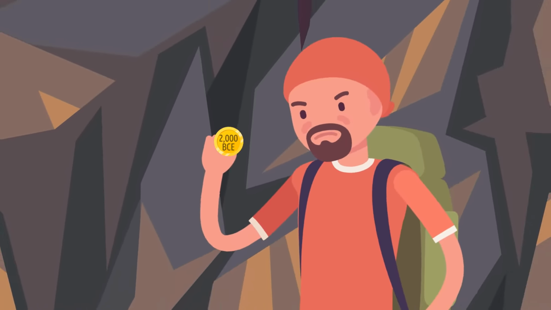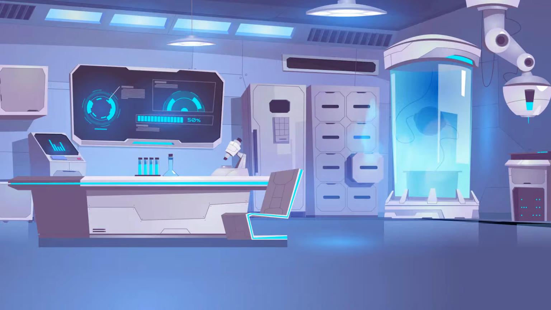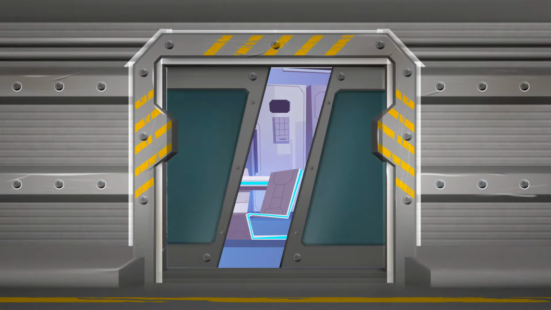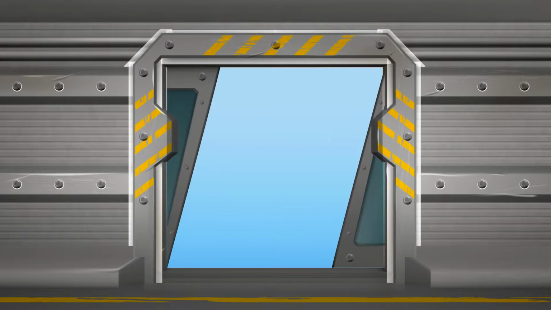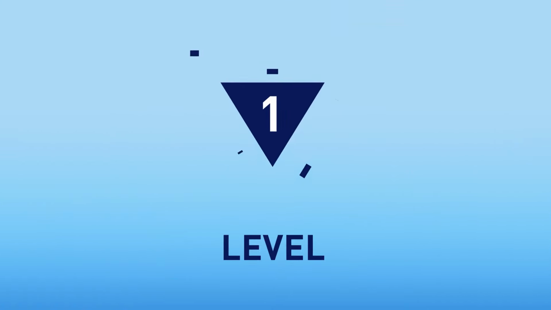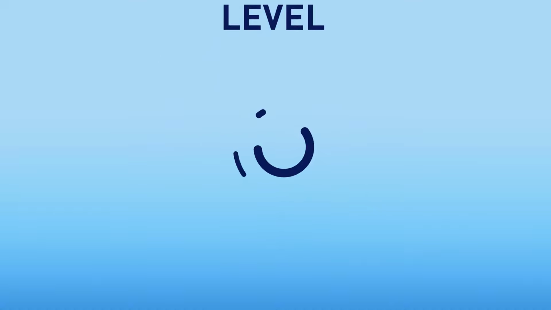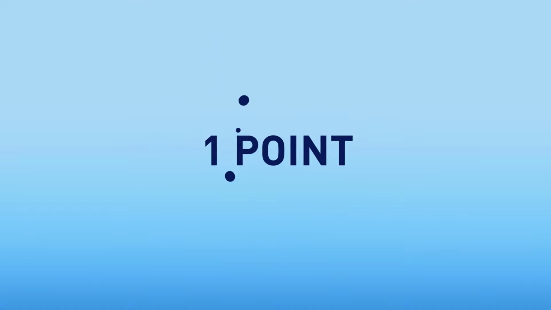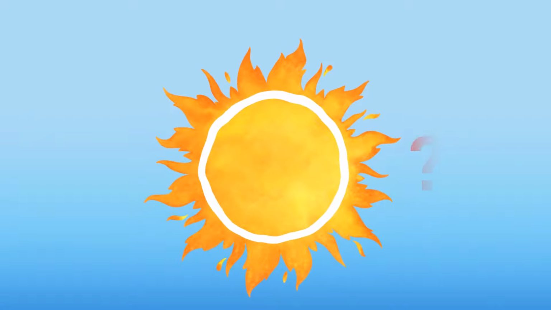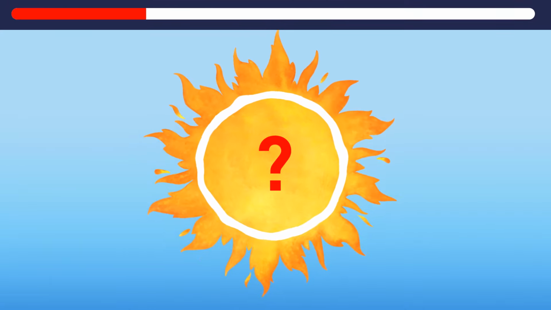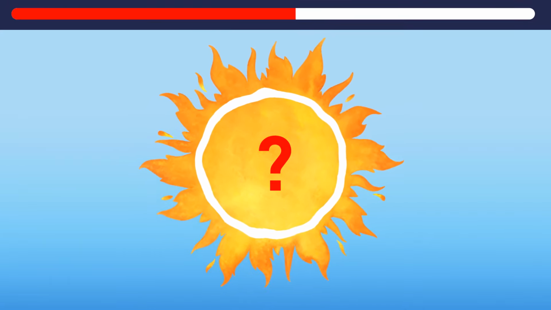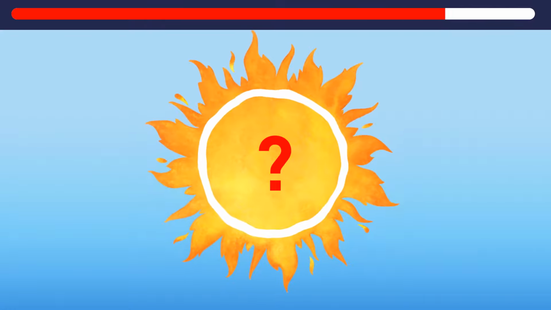Nice catch. Everyone who wants to work in a secret laboratory in the mysterious city of T has to pass a test. If you solve at least half of these riddles, you'll land the job. Level 1. Here, each correct answer will bring you 1 point. Even when it passes in front of the sun, it doesn't cast a shadow. What is it? It's the wind.